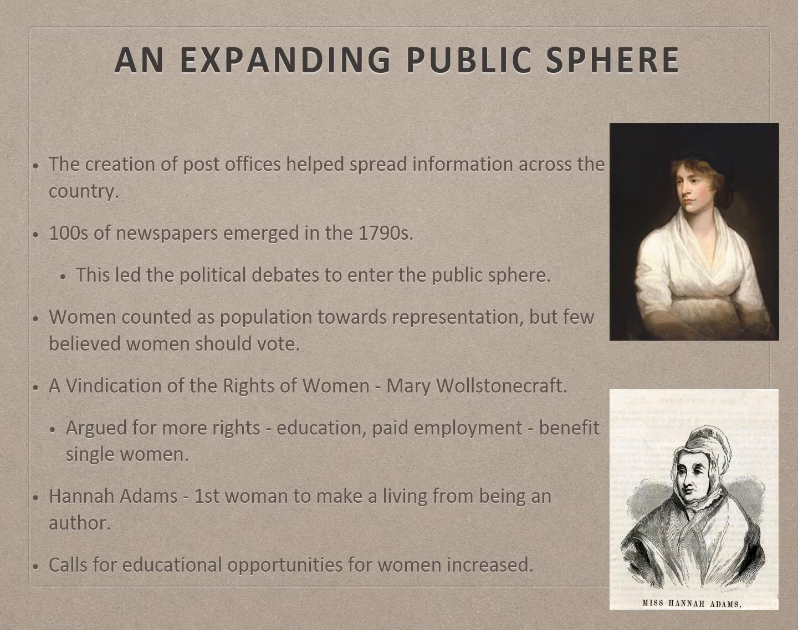This is going to lead to the idea of what to do for and about women. You see, women counted for representation in Congress, in the Electoral College, but they did not have the vote, and there were very few people who believed women should have the right to vote. One of the big early works on rights for women and women voting was The Vindication of the Rights of Women by Mary Wollstonecraft. And she argued that women need to be educated, they need to be paid, especially if they're single.